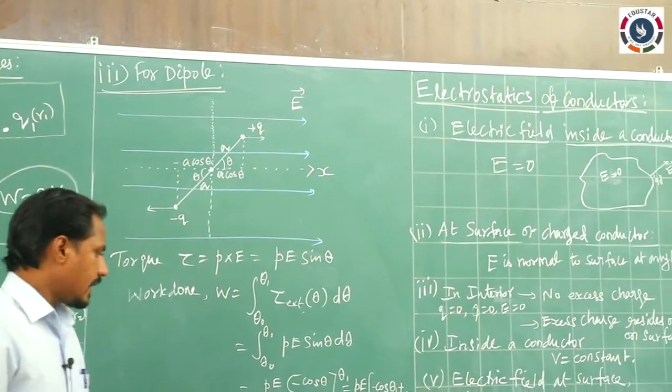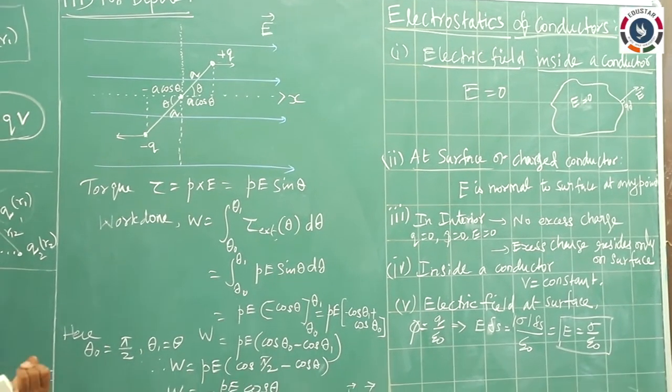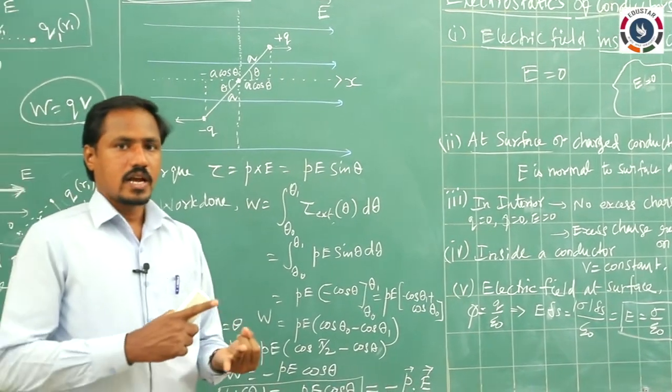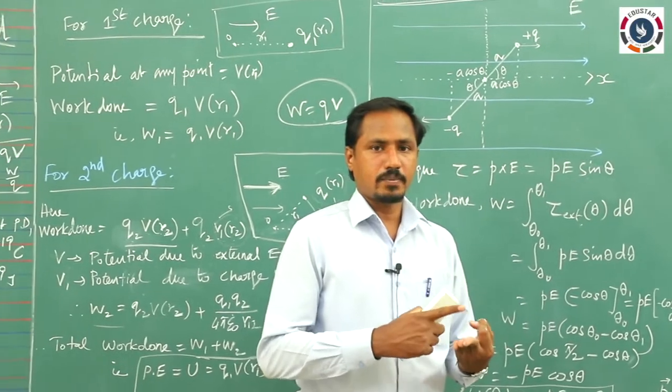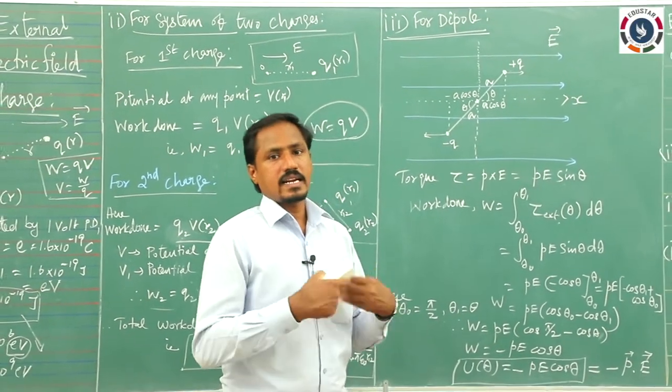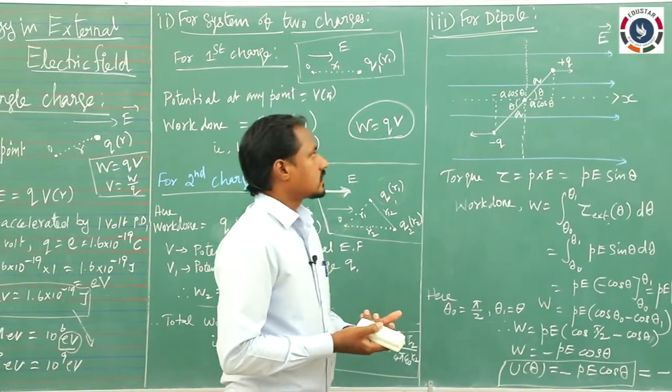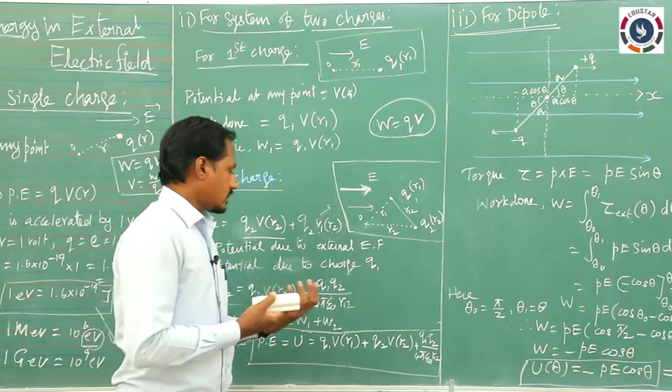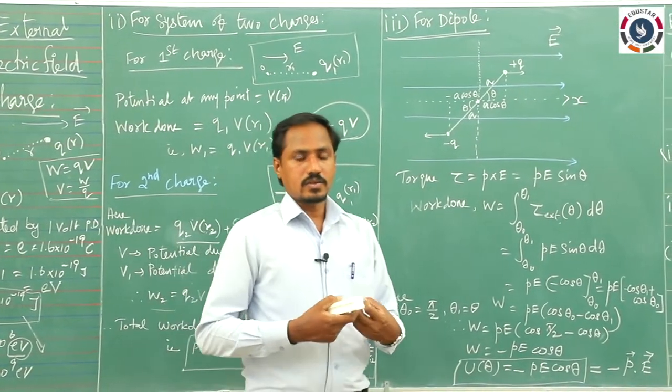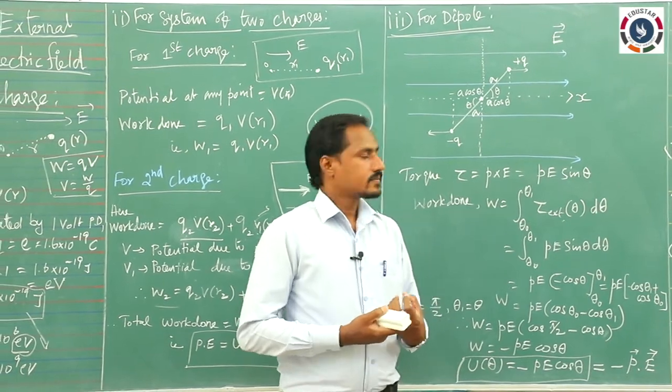So we compare these three things: for a single charge, for a system of two charges, and for a dipole. We obtain the potential energy in an external electric field. So conclude and compare all three formulae, and you conclude by using it, you study.